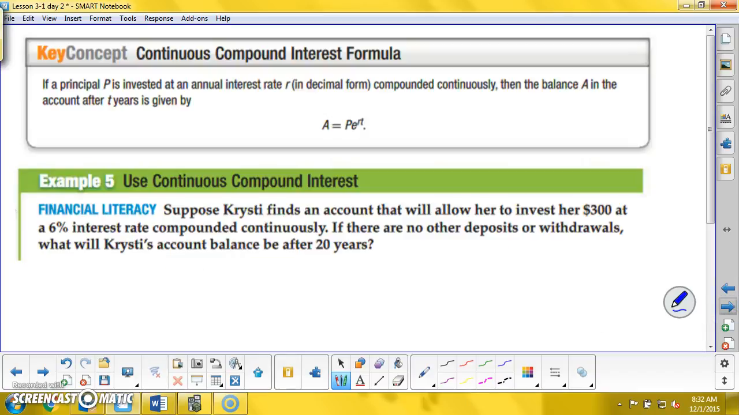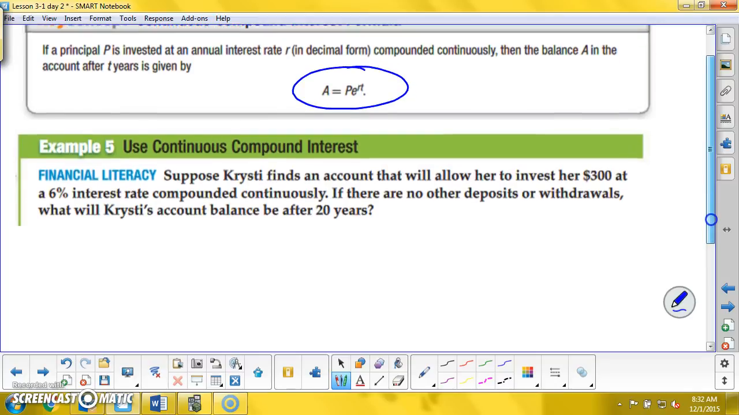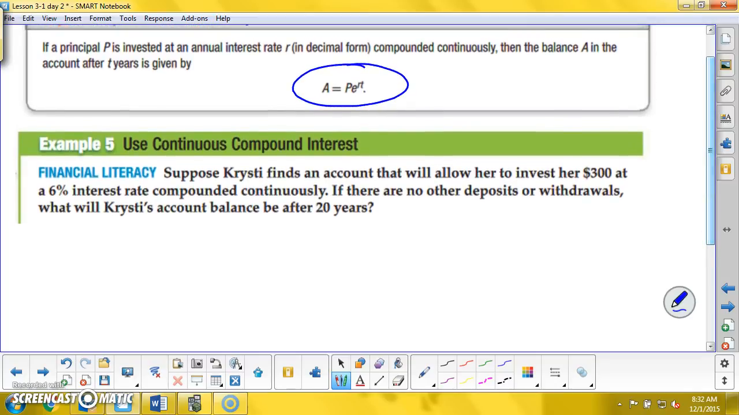Another formula to write down is the continuous compound interest formula. Some people like to call this the PERT formula. The amount equals the principal P times the number E, approximately 2.7, raised to the RT. So, anytime it talks about interest being compounded continuously, which means all the time, then use this formula. Example 5 shows this.